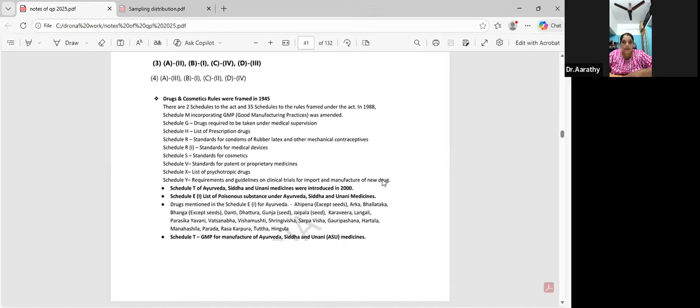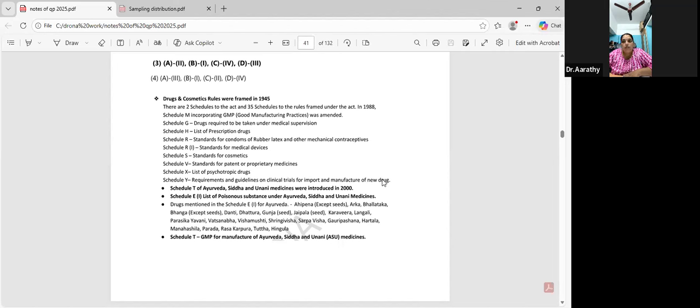R1 is for medical devices, while S is for cosmetics. V is for patent or proprietary medicine. So you find out a patent, you get a patent, or you make a proprietary medicine, you say victory, right? V. Then Schedule X is for psychotropic drugs. X, something dangerous, right? Psychotropic, connect it that way.